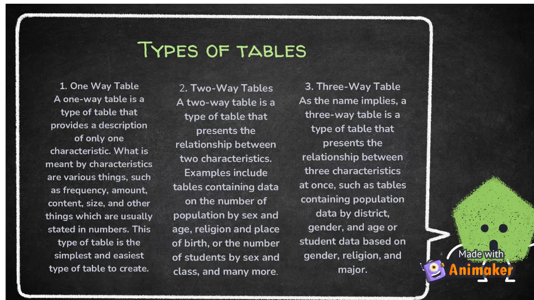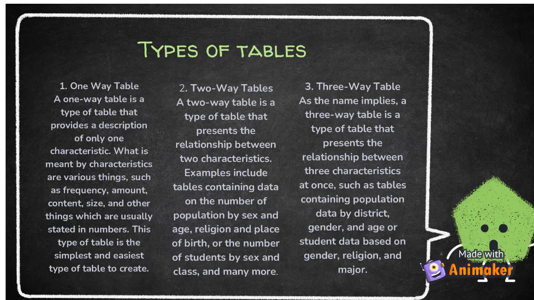2. Two-way tables. A two-way table is a type of table that presents the relationship between two characteristics. Examples include tables containing data on the number of population by sex and age, religion and place of birth, or the number of students by sex and class, and many more.